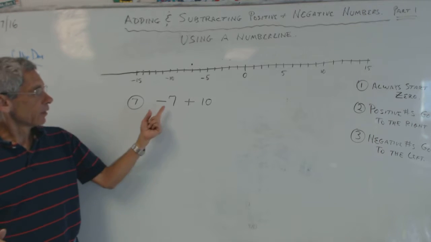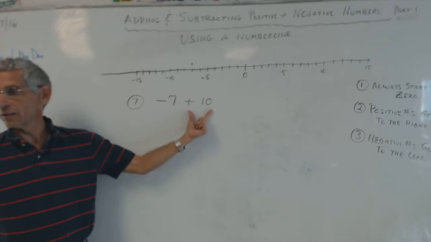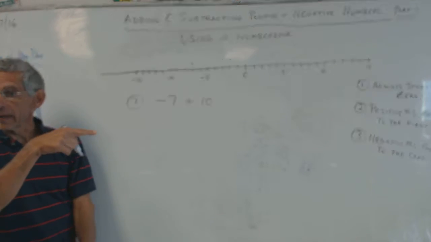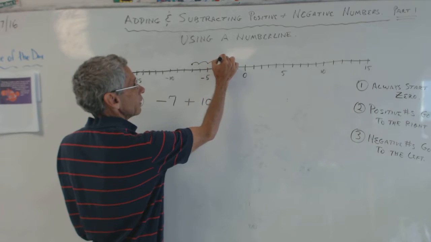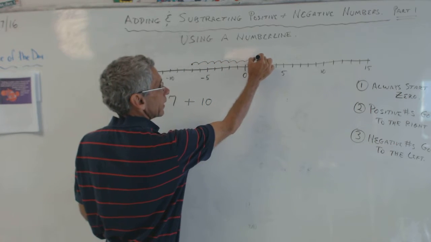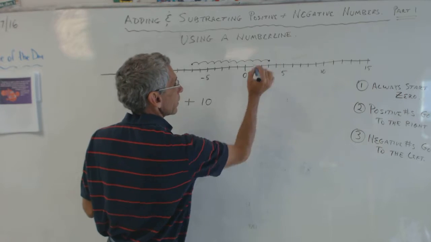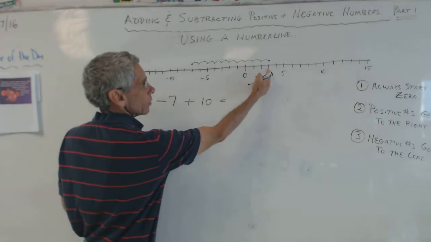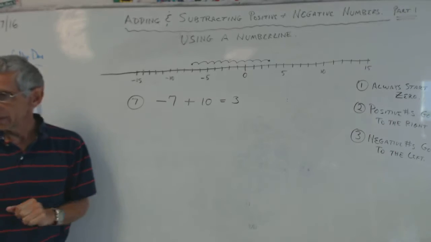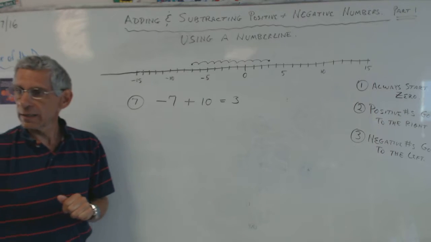I've got -7, and now it's plus 10. You have to go to the right. I have to go to the right. Right, Leah? Yes? And so here we go. 1, 2, 3, 4, 5, 6, 7, 8, 9, 10. We're right there. The rest was 3. So the answer is 3. That make sense? Yes.